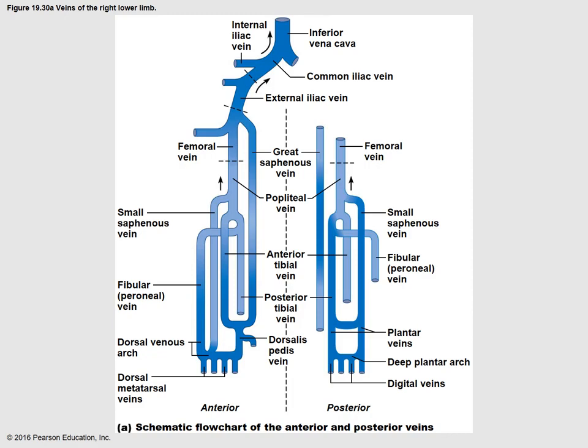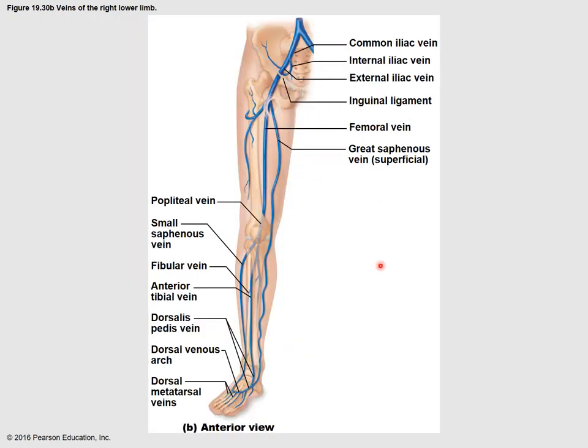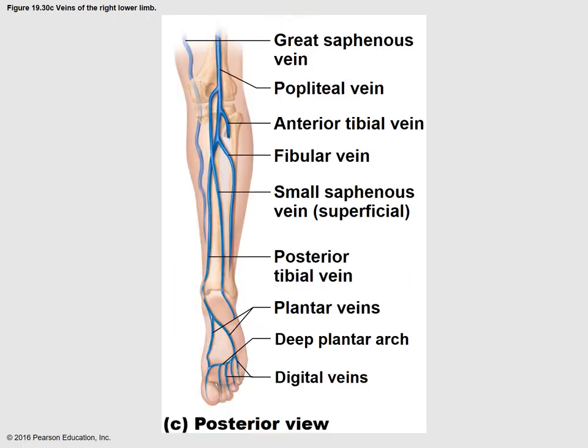This is showing the schematic flow chart for the lower limbs. And then as you can see on the drawing here, so you've got your anterior tibial vein, fibular vein coming up, small saphenous vein, the popliteal vein, up here is the femoral extending on up, eventually draining into the iliac veins, which will lead to the inferior vena cava. So just an enlarged view.